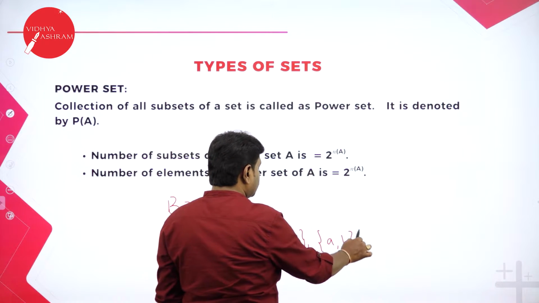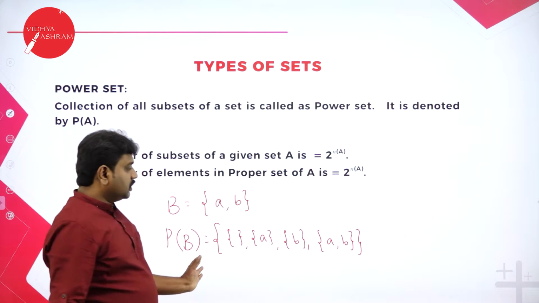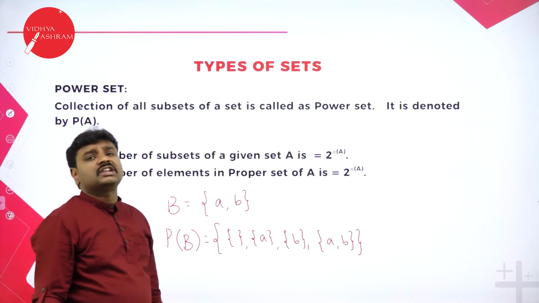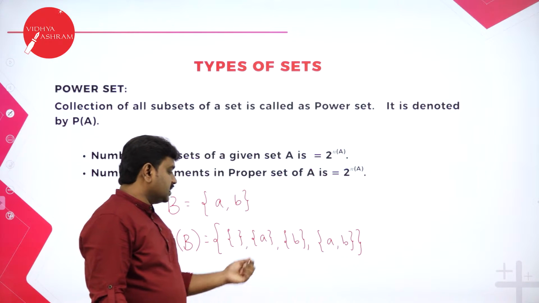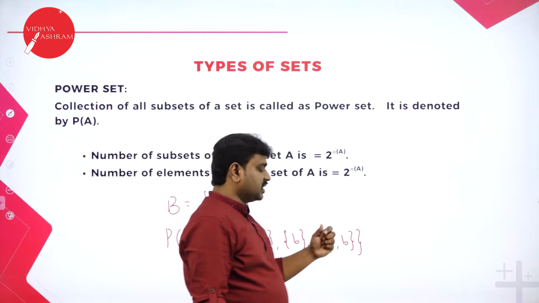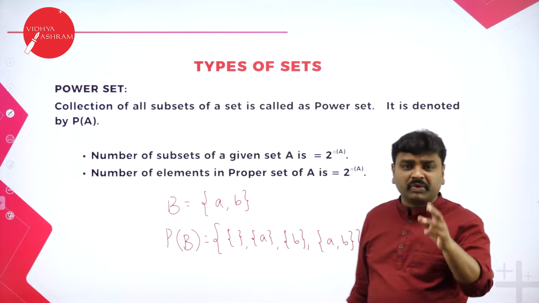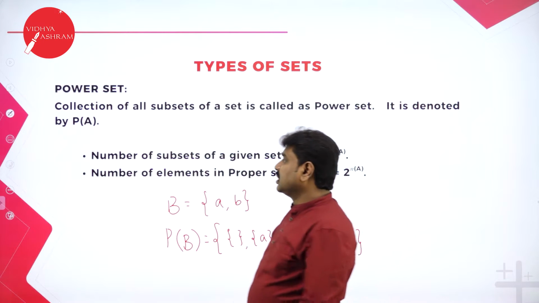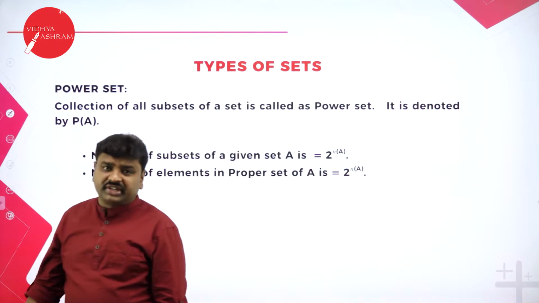So now the conclusion is simple. I wrote the power set of B. What is a power set? A set of all subsets. So we say the null set, the set with A, the set with B, the set containing A and B. So it's a power set. Now I hope all of you understood what a power set is.